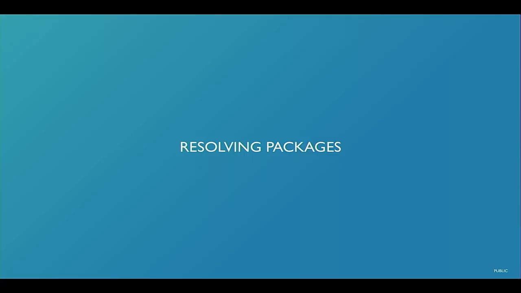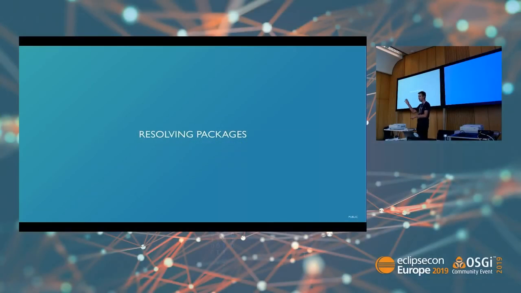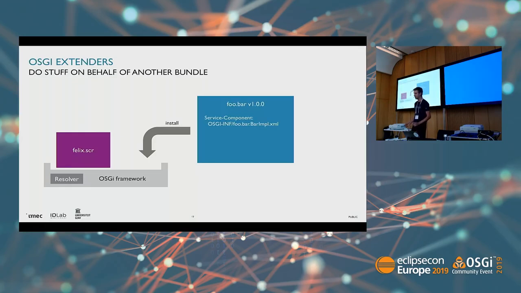And what is an extender in OSGi? Basically, it's a bundle that looks at all the other bundles that come into the framework and can do something on behalf of that bundle. So for example, most of you will know declarative services, and that's basically an extender bundle that scans every bundle for whether there is this service component description. So if it has this XML, it will parse this XML and then, for example, register some services on behalf of the foo.bar bundle.